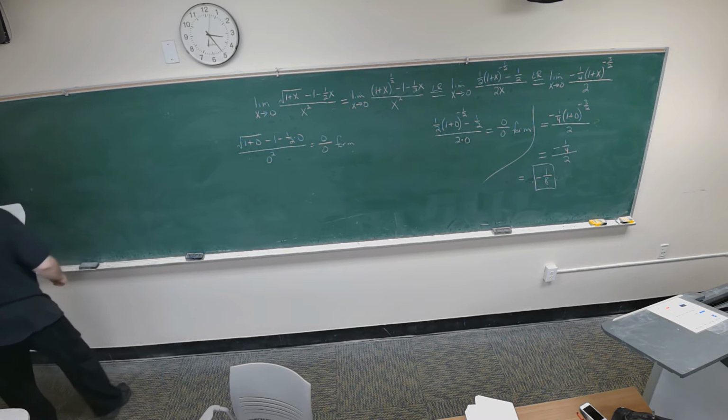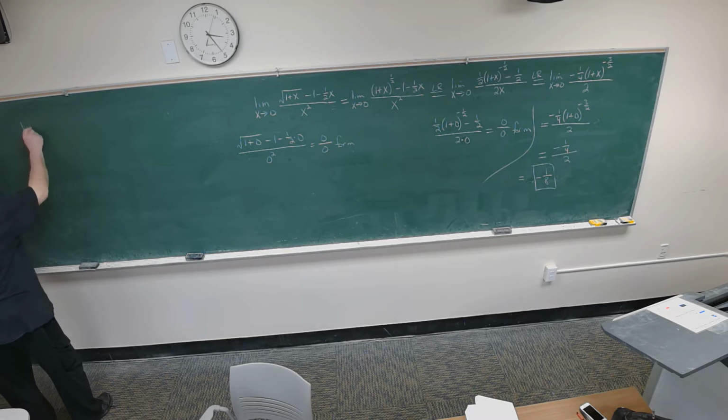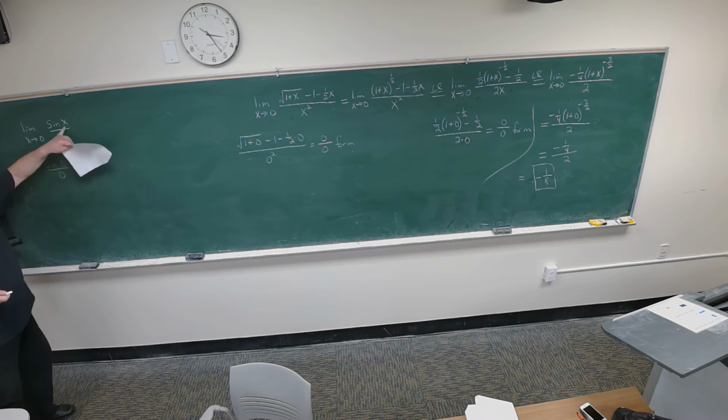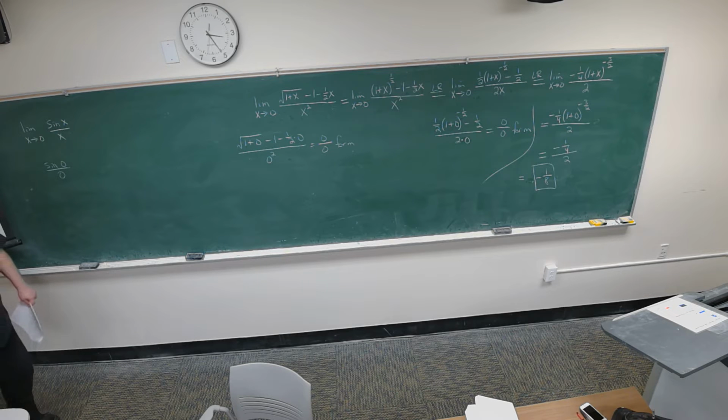So next, let's take a look at the limit as x approaches 0 of sine x over x. When you do the direct substitution, we have the sine of 0 over 0. And remember, x going into the sine function is radian measure. Remember, radians can be treated as real numbers. It's not degrees. So what's the sine of 0 radians equal to?